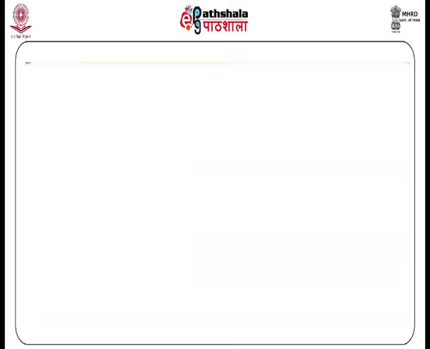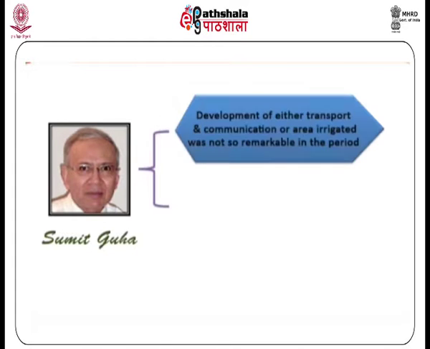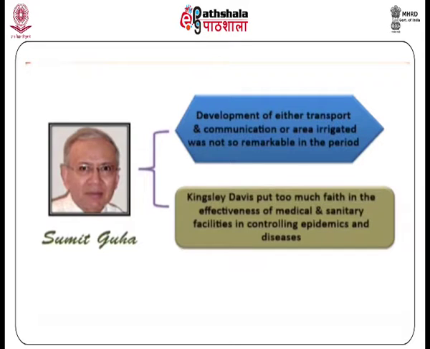But another economic historian, Sumit Guha, has found fault with these 2 arguments. In regard to the first point, he feels that the development of either transport and communication or area irrigated was not so remarkable in the period concerned as to stop the occurrence of famines. And for the second point, he is of the opinion that Kingsley Davis put too much faith in the effectiveness of medical and sanitary facilities in controlling epidemics and diseases.